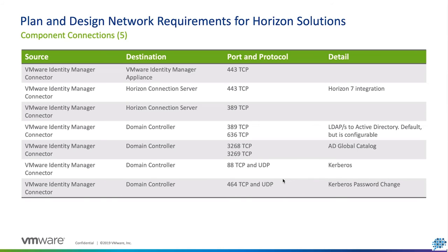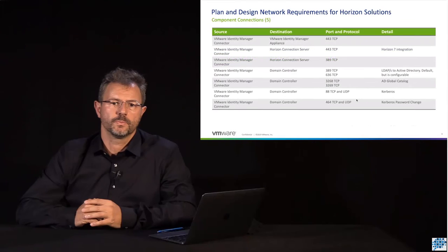Let's assume you have Active Directory in place. It will reach out to your domain controller over port 389 or 636 if it's an SSL secured connection. It will use port 3268, Active Directory Global Catalog. It will use port 88 for Kerberos and 464 TCP or UDP if you're doing a Kerberos password change.